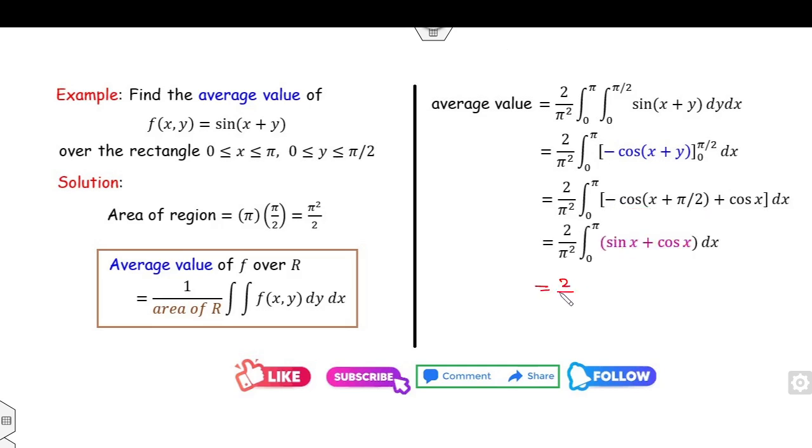Can you find the integration of sine x plus cos x? It is minus cos x plus sine x, from 0 to pi. Now you can substitute the value 1 over pi square. Cos of pi is minus 1. Sine of pi is 0. Minus cos of 0 is 1. And sine of 0 is 0. So 1 plus 1, twice. It is 4 over pi square, which is the right answer of this problem.